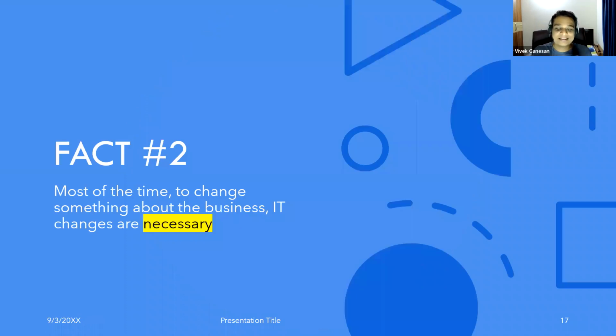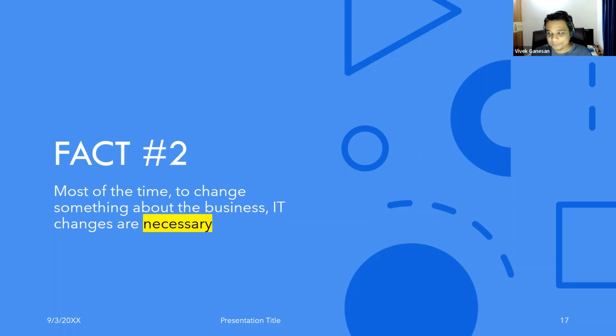The second fact is that most of the time, to change something about the business, IT changes are necessary. Without changing IT, there are very few things you can do in a business alone. For example, if you want to change the way you market your product, you might have to change the way your marketing platform is designed, and that platform will have some IT component in it. When you want to roll out a new product line or change your marketing strategy, a lot of business-looking decisions have a hidden IT component. So whenever you want to change something about business, most of the time you have to change IT.